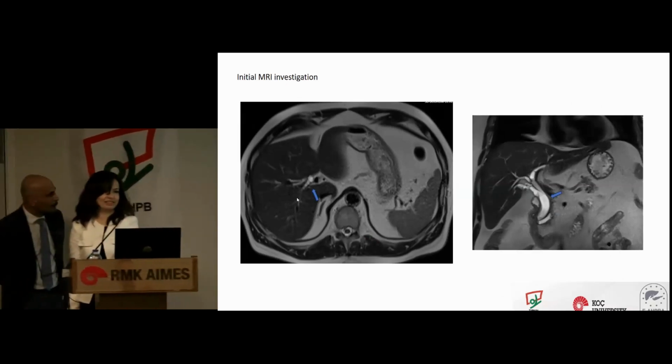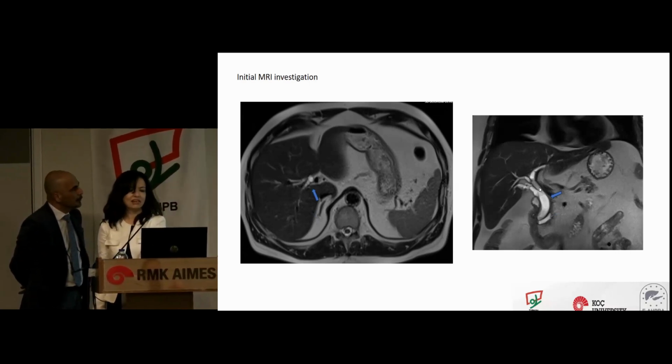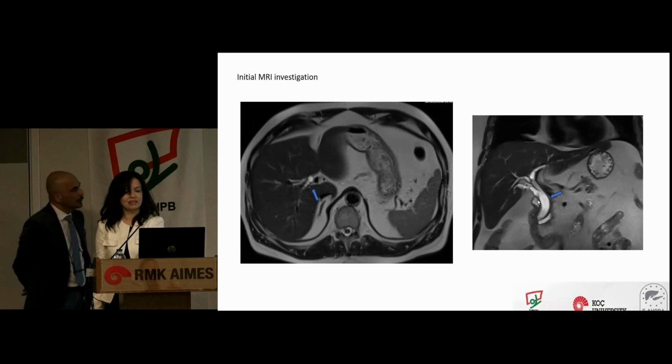On the axial T2 weighted image, you can see dilatation in the intrahepatic bile ducts. And on the coronal T2 weighted image, there's marked dilatation in the common bile duct. Cystic duct unites the common hepatic duct lower than normal. And there is also moderate dilatation in the pancreatic duct. I don't see any lesion on these images.